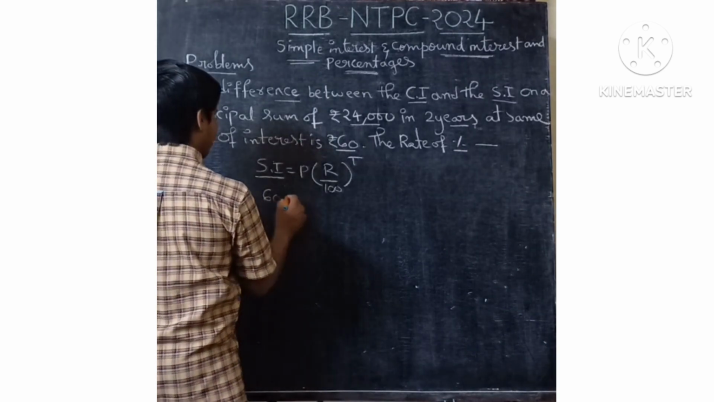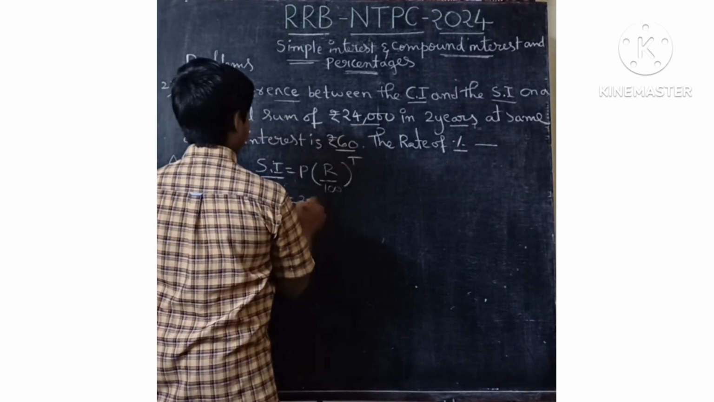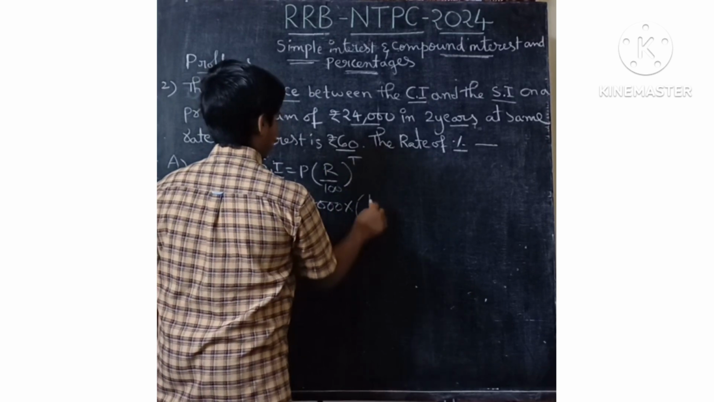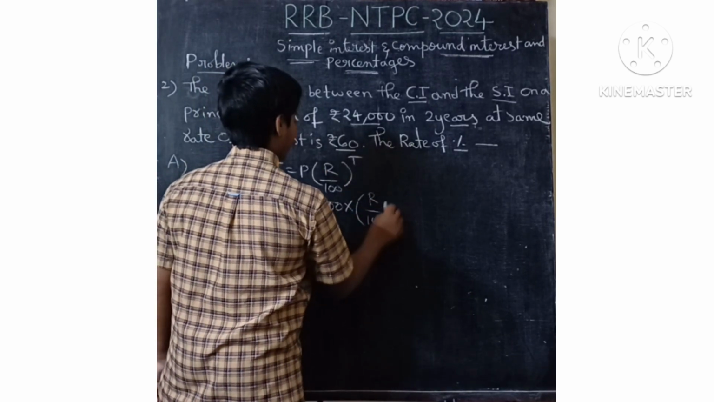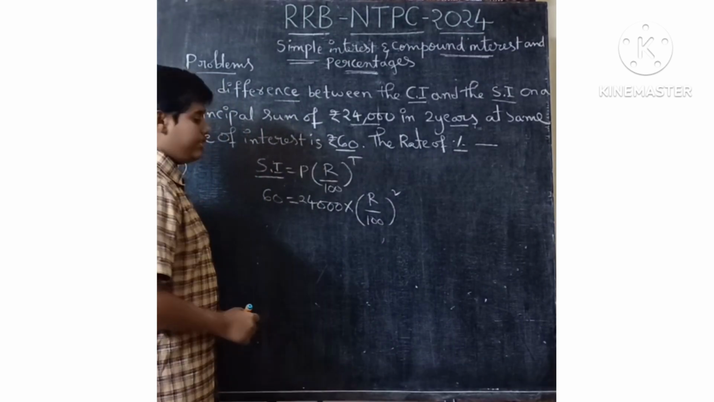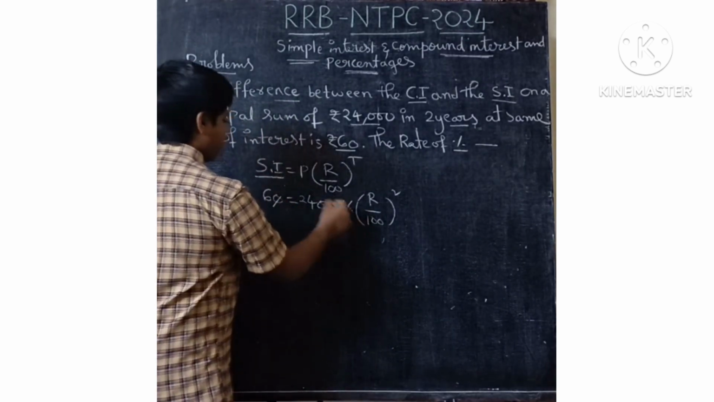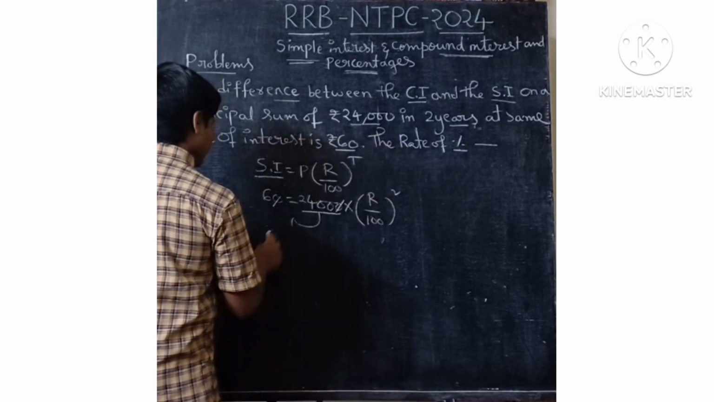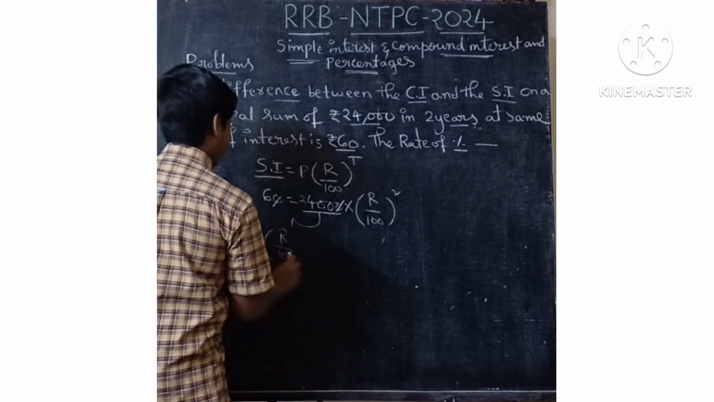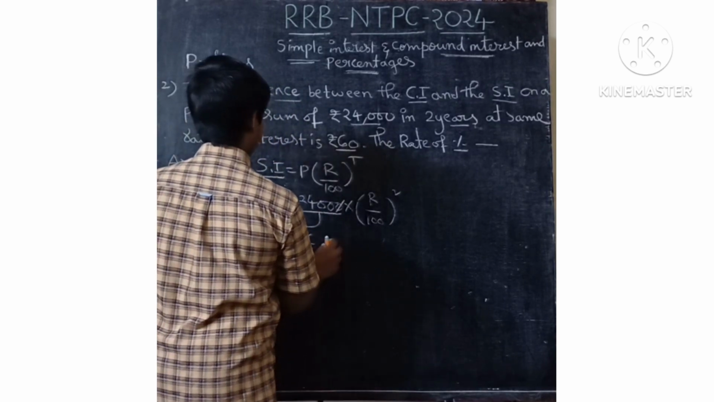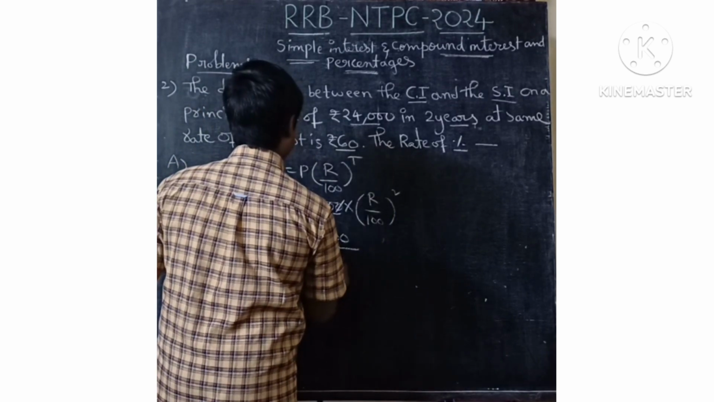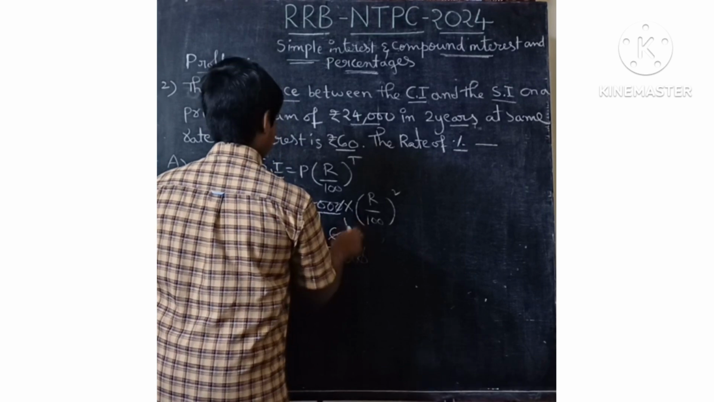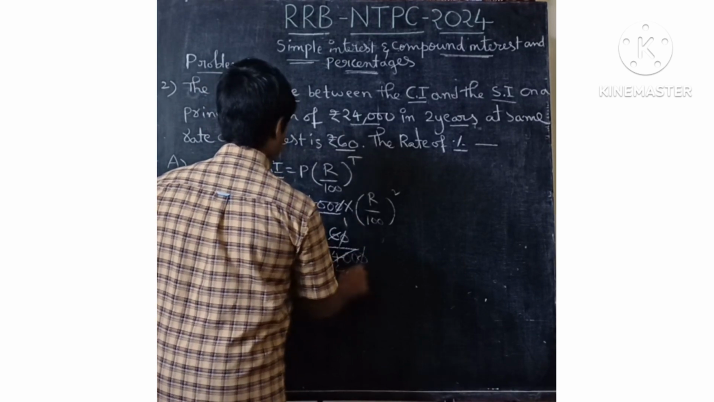Okay. So the difference is 60 rupees. So 60 is equal to principal 24,000 into R, which we have to find. So (R by 100) whole square. Okay. So here the 0s get cancelled. If I transfer this term to this side, it becomes (R by 100) whole square is equal to 60 by 24,000. So here the 0s get cancelled. 6 ones are 6, 6 fours are 24, so it is 1 by 400.